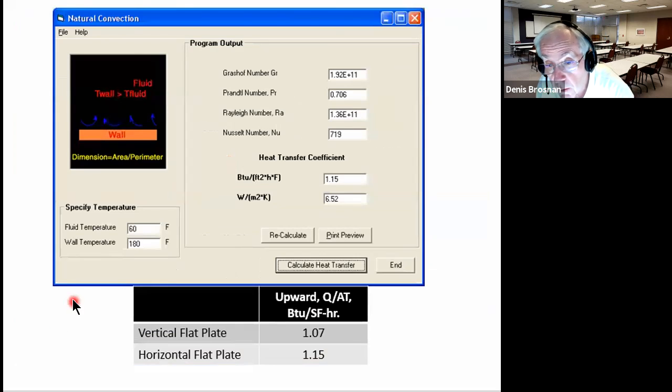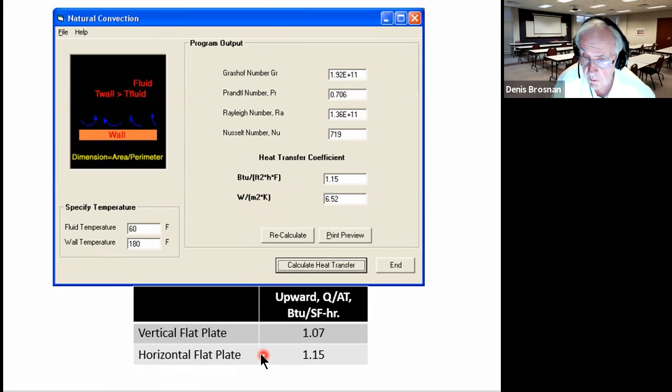When I did that, you can see that the results are right here. My heat loss from that horizontal plate is 1.15 BTUs per square foot per hour per degree Fahrenheit. Here it is in metric terms. So just to compare everything, the vertical flat plate with the same temperatures lost about 1.07 BTUs per square foot per hour, whereas the horizontal flat plate lost a little bit more. Okay, so that's the situation.